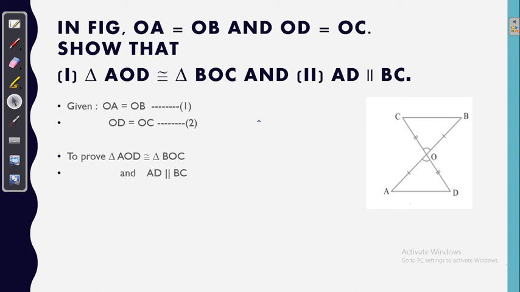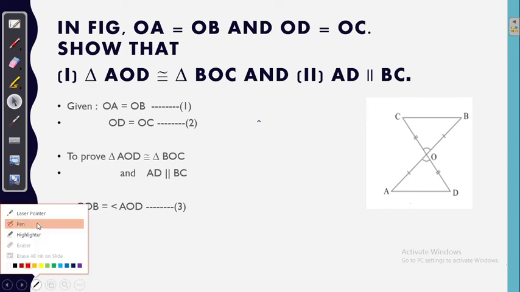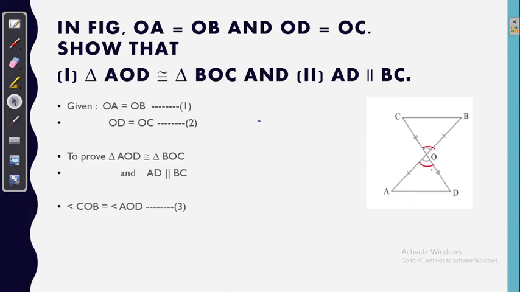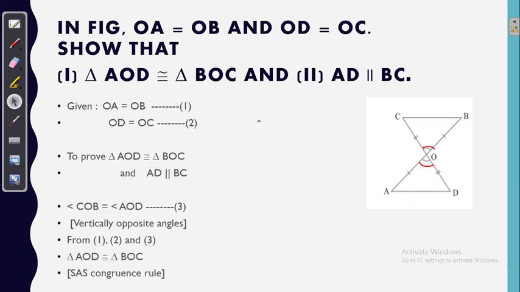So we know that angle COB is equal to angle AOD. How are these angles equal? Angle COB, that is this angle, how can you say these angles are equal? By vertically opposite angles. So the angles are equal and the sides are given to be equal. Two sides and an included angle are equal in both the triangles. Hence the triangles are congruent by SAS congruence rule. Is that clear for all?